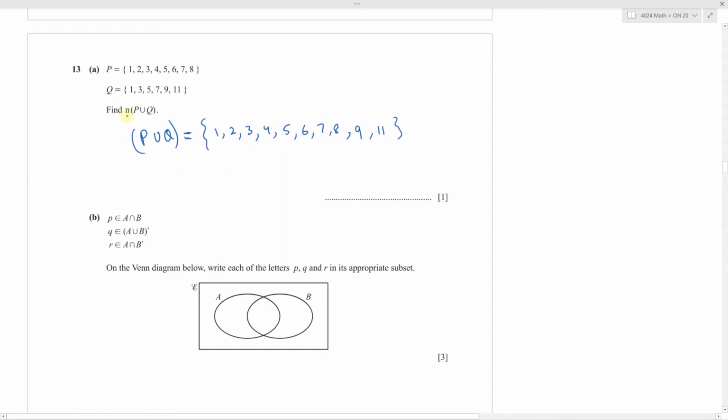Now the question asks for the number of elements in this. So 1, 2, 3, 4, 5, 6, 7, 8, 9, 10. So there are 10 elements, so the answer is 10.